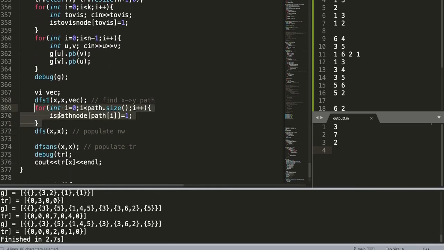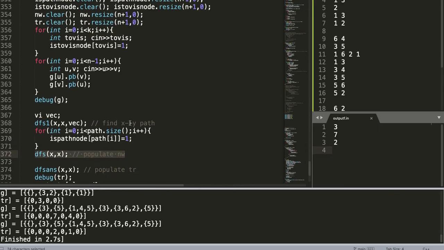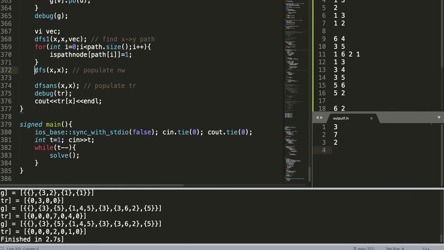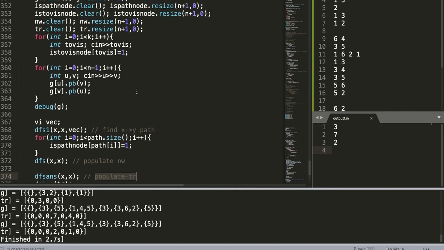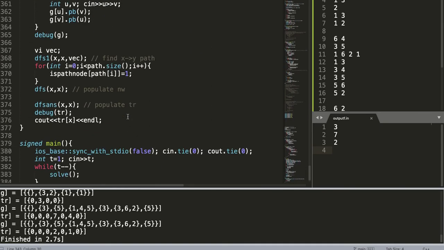From DFS1, once we have the path, we populate the isPath vector. Then we populate nw with a simple DFS again. nw is the number of green vertices in the subtree rooted at node. Once that is done, we populate tr, that is the time required to visit the subtree rooted at node. This is simple, this is what we discussed. Once that is done, we report tr of x. That's it.